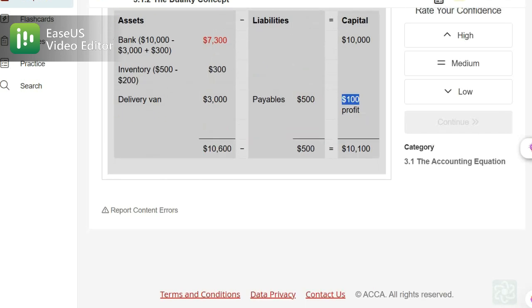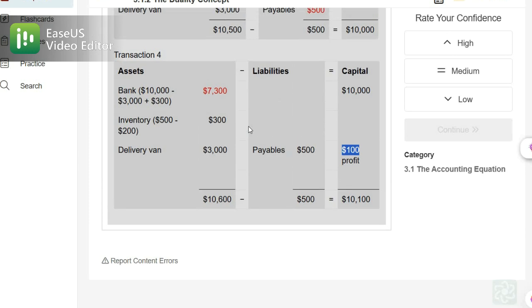So what we understand is that every transaction has two sides. One part goes into asset, liabilities, or capital, and another part balances it. So that is why it is called the duality principle.